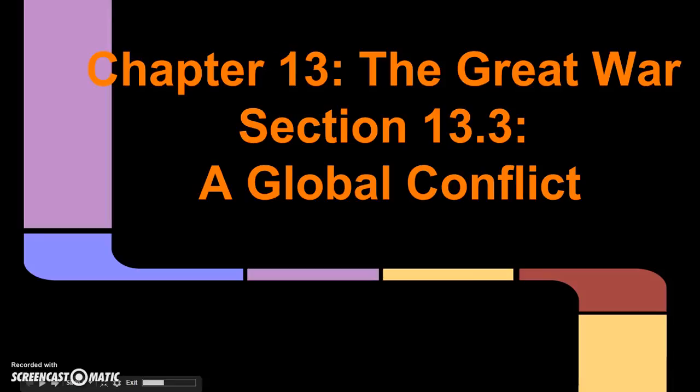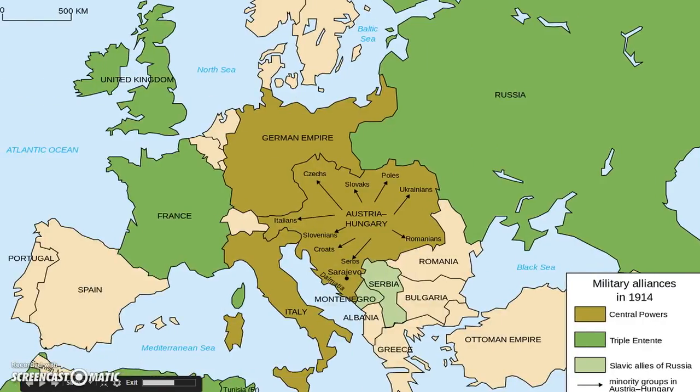Hi everyone, welcome back. Today we're going to talk a little bit about Chapter 13, the Great War, and specifically we're going to look at Section 13.3. It's called a global conflict. In this section we're going to talk about how the war spread to the outer reaches of Europe, parts of the Ottoman Empire, what happened in Russia, and also partly what happened in the United States.